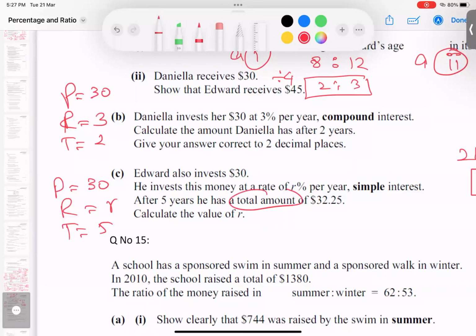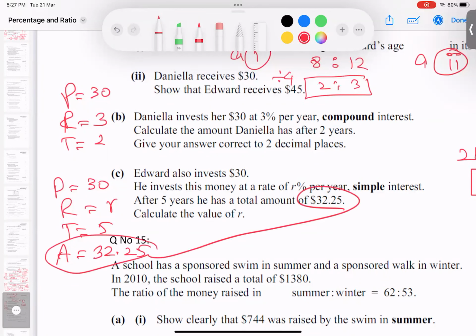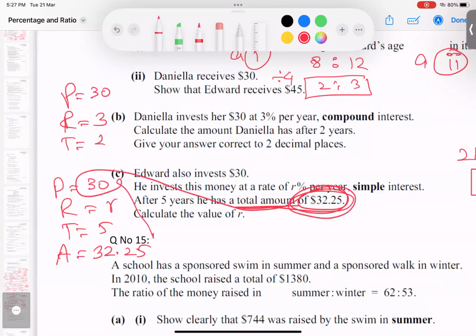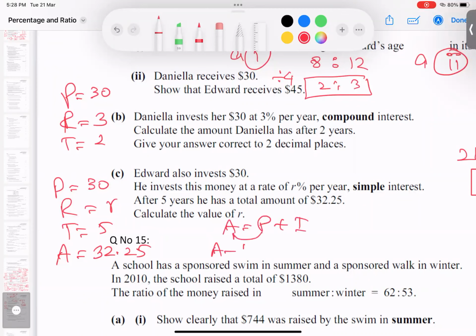It means A is actually 32.25. And I have seen some students plug this in as I. Wrong. This is not the profit, for your knowledge. Did he say earns? Earns is called profit, but this is called the total amount. It means total amount is his money plus interest. So if I ask you what is the formula, it's very clear: A equals P plus I. If I bring P to the other side, A minus P equals I. So I is 32.25 minus 30. So 2.25 is the profit.